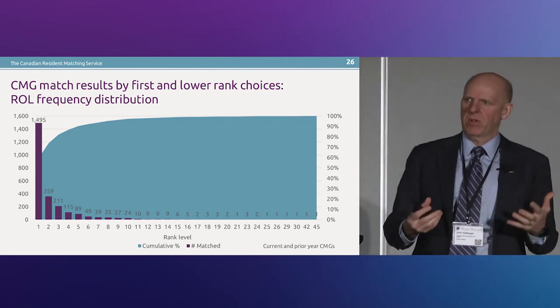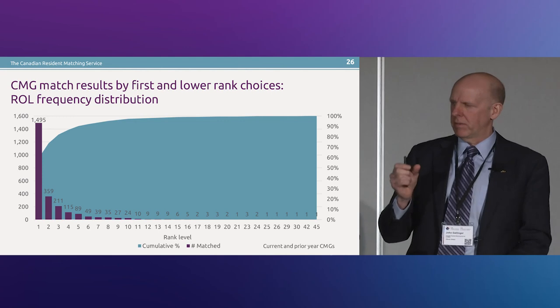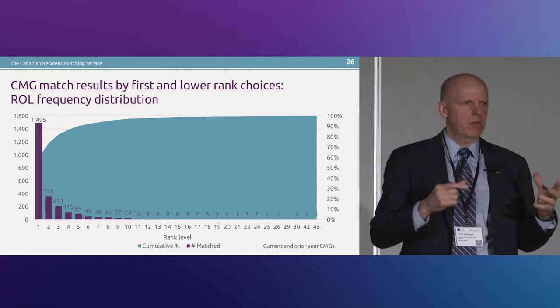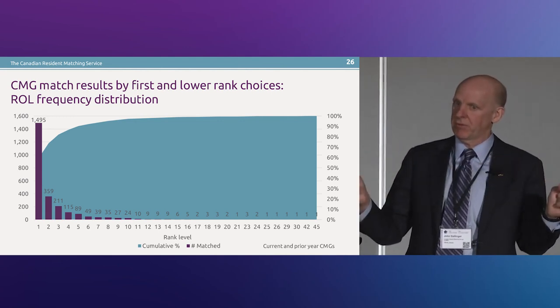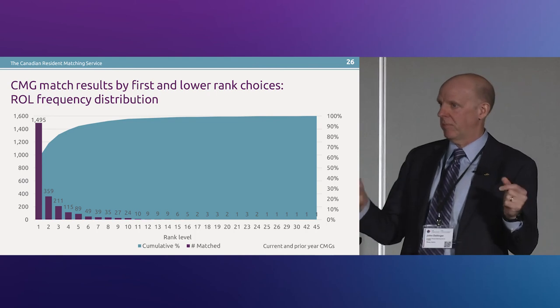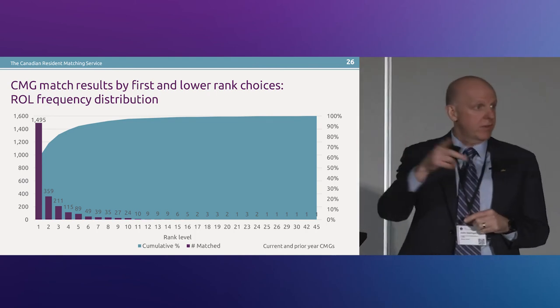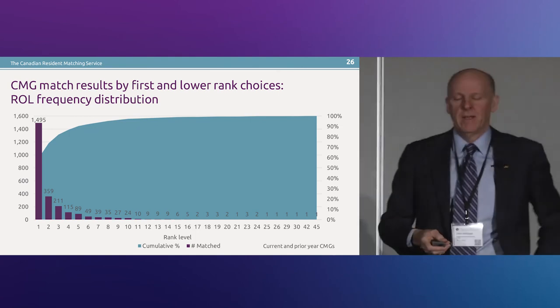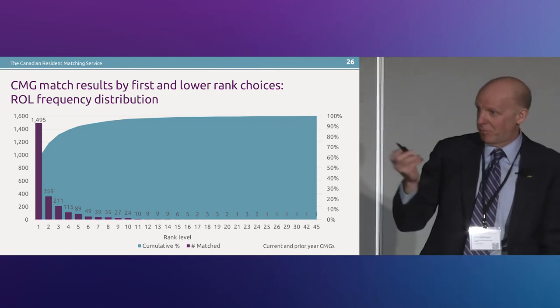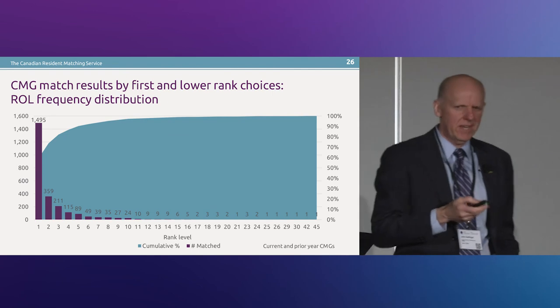And a stable result is one in which no pair of matched applicant and program would both want something else. That's the definition of a stable match, just as an FYI. And those of you who are lucky enough to get a book, you'll find that in there. And it's on Kindle, FYI. And again, I'm not getting a commission.